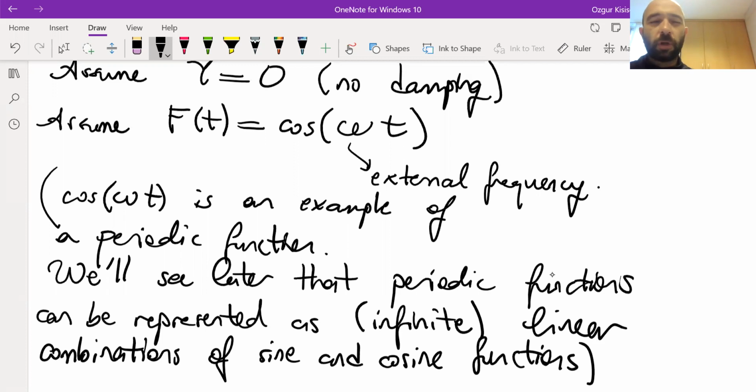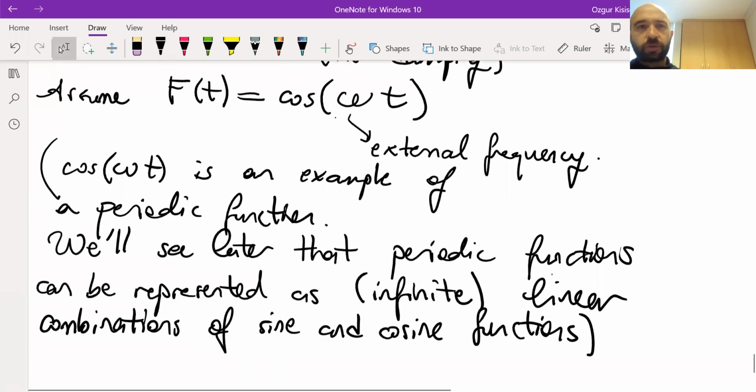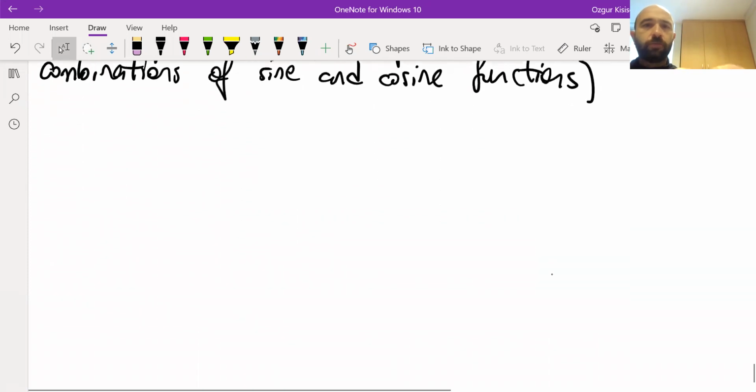So, okay, I was a little bit vague about this, but we'll discuss this later. Now, from one perspective, f(t) = cosine omega t is a very special example, but these are the building blocks. So if you understand these building blocks well, you can then use them later to understand all periodic functions. Okay, but let's concentrate on this particular case now.